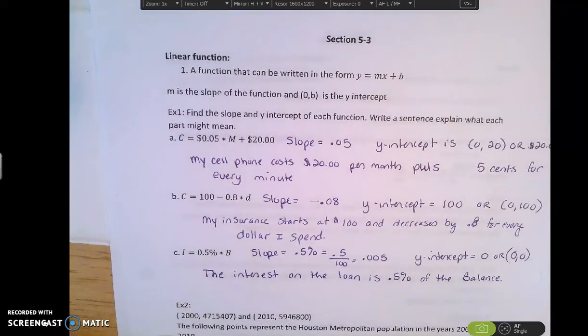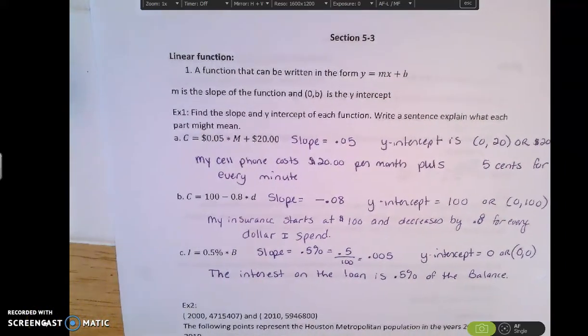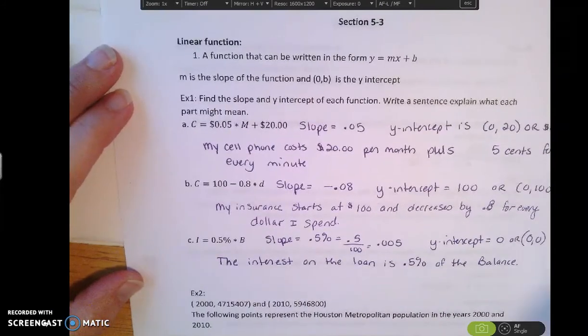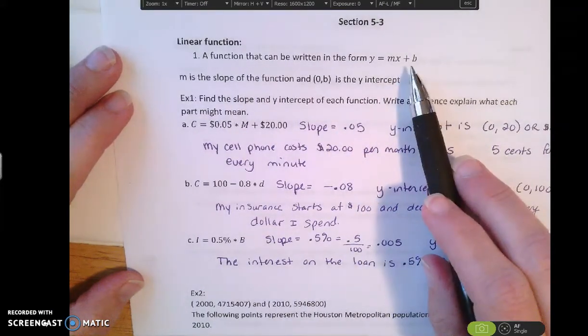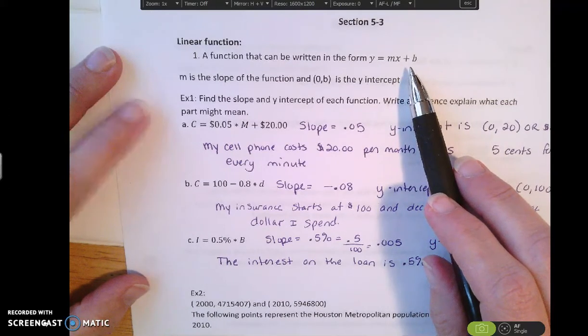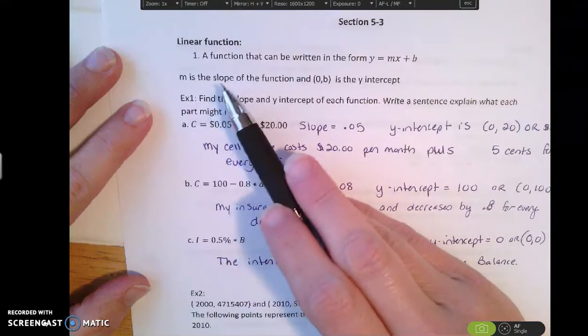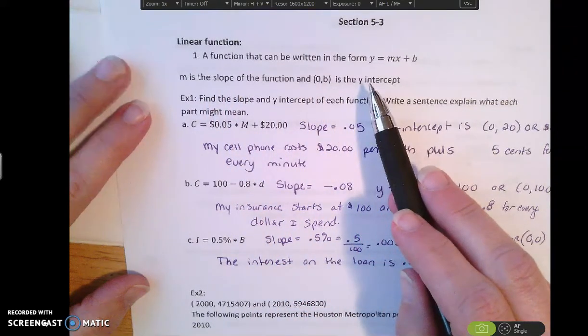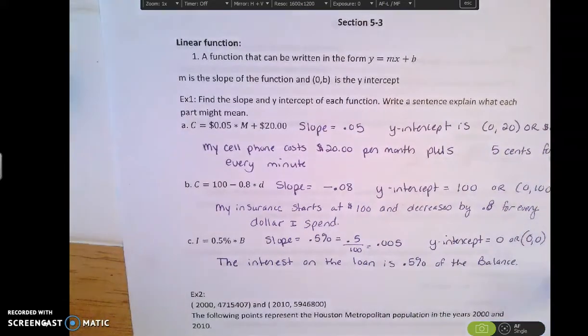All right, these are some notes on section 5.3. So section 5.3 is talking about linear functions. A linear function is any function that can be written in the form y equals mx plus b. m is the slope of the function, and b, (0, b), is the y-intercept. So we did that on the previous example.